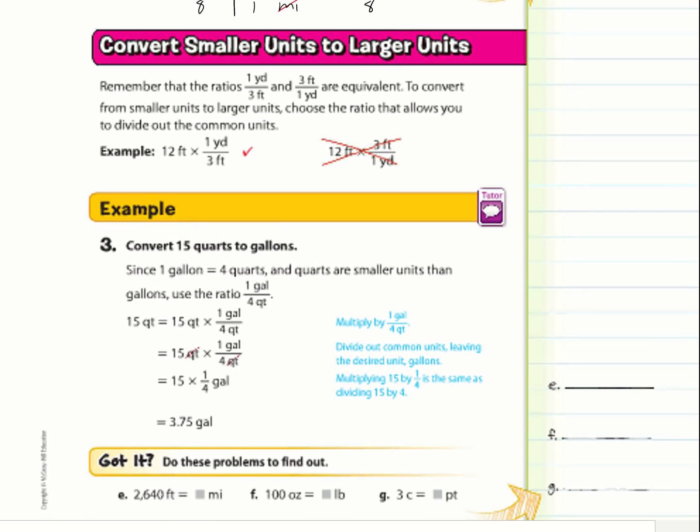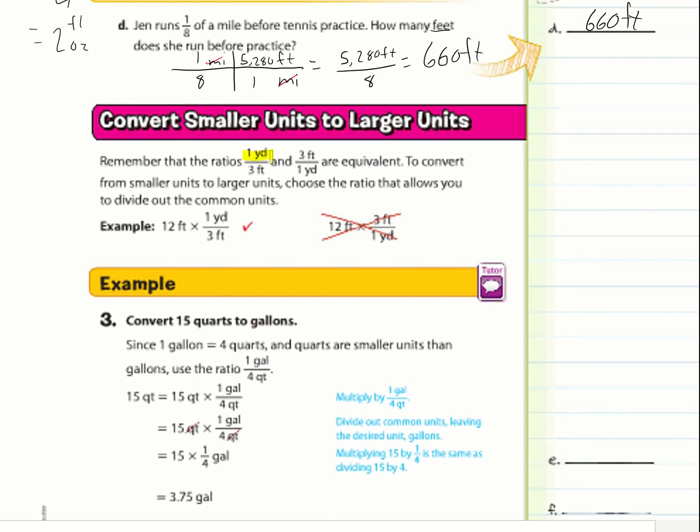So now that we did larger units to smaller units, now we're going to do smaller units to larger units. Remember that the ratio 1 yard over 3 feet, and 3 feet over 1 yard are equivalent. To convert from smaller units to larger units, choose the ratio that allows you to divide out the common units. In this example, we're converting from feet to yards. So we have feet here, and the feet are on the bottom. That way the feet can cancel out. So that's the way we want to work.